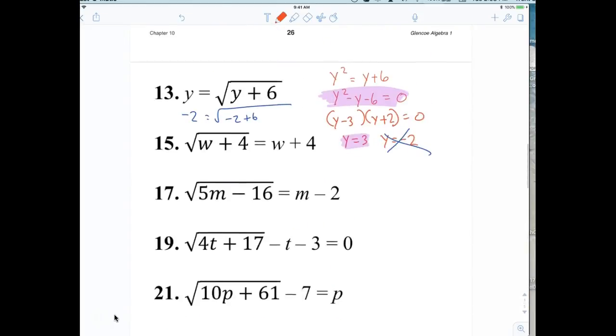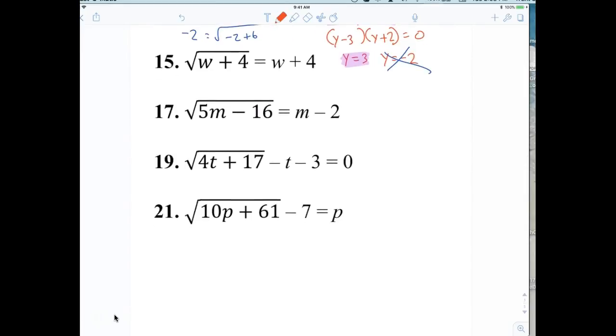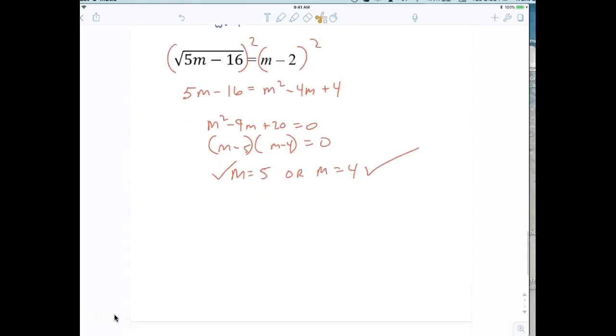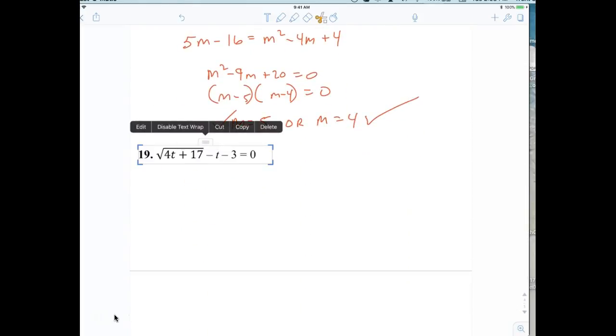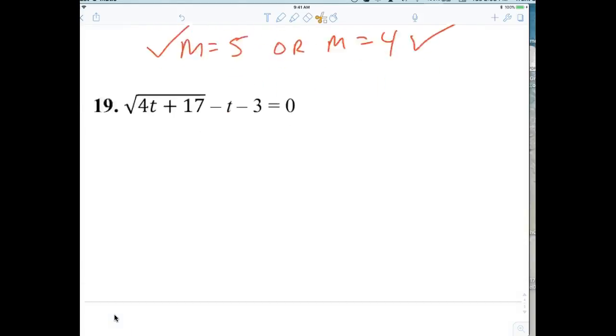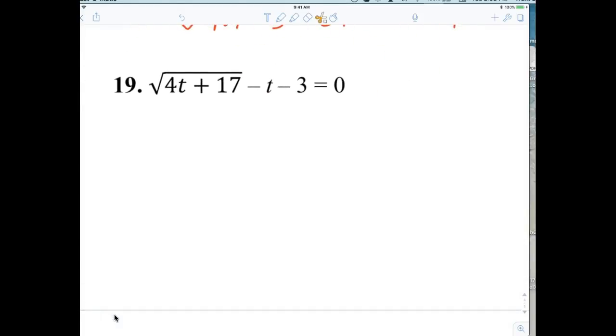All right, here we go. So now I have 19. So I have a big problem. I have to move the negative t and the negative 3. So I have the square root of 4t plus 17 equals t plus 3. Everybody good with that?